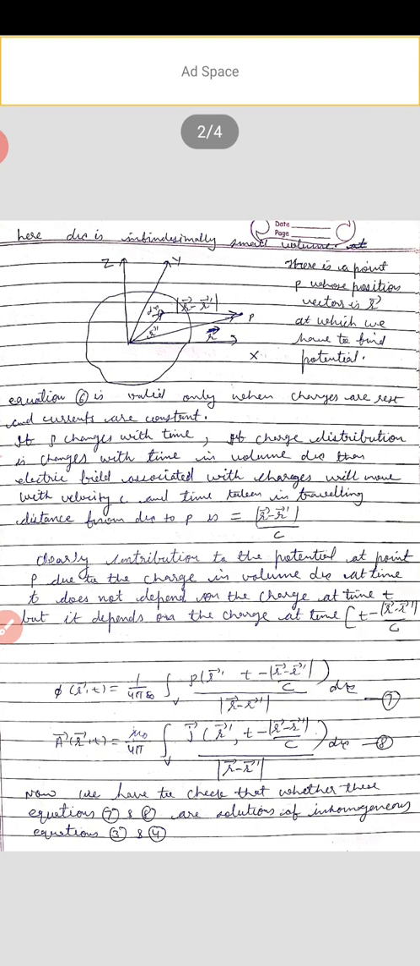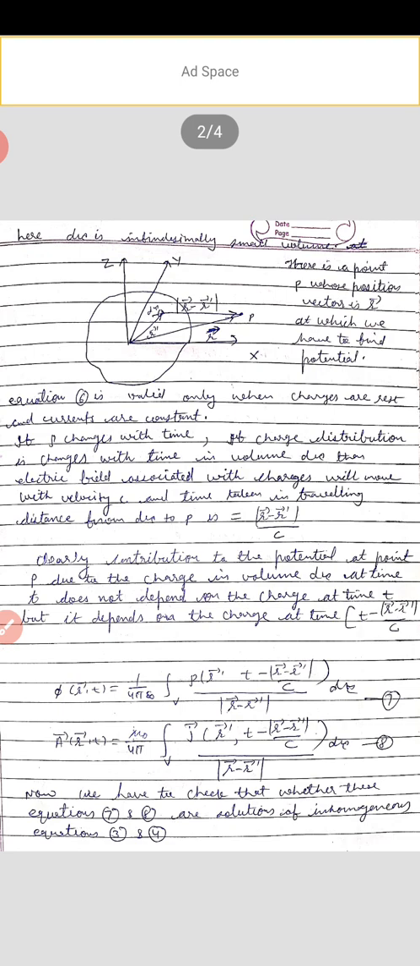Now clearly, the contribution to the potential at point P due to the charge in volume d tau at time t does not depend on the charge at time t, but it depends on the charge at time t minus modulus of r minus r dash divided by c. And in this case, phi of r, t is equal to 1 upon 4 pi epsilon naught volume integral rho of r dash, t minus modulus of r minus r dash divided by c, divided by modulus of r minus r dash, d tau.